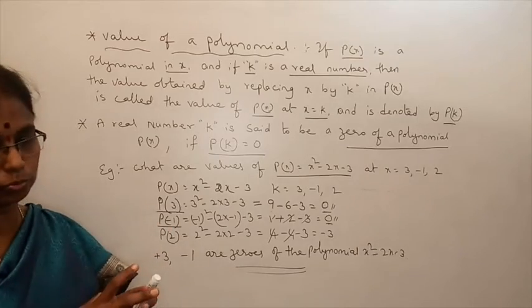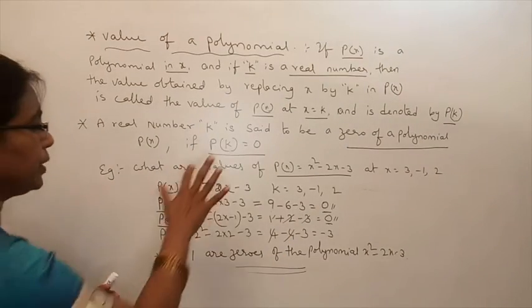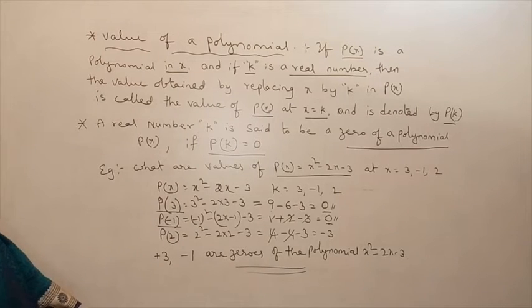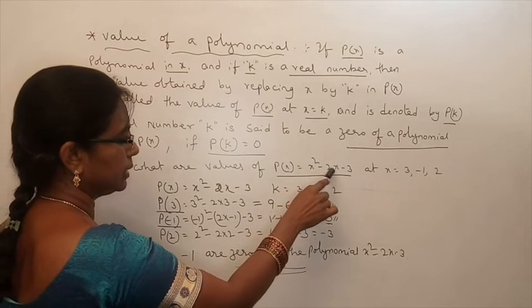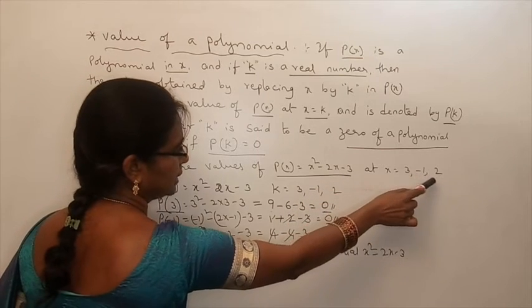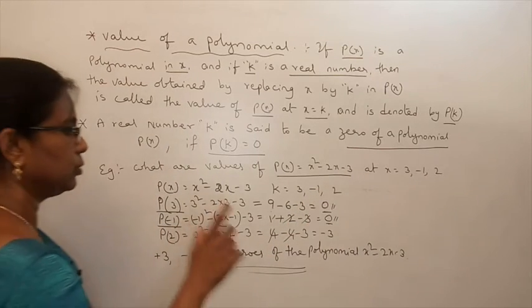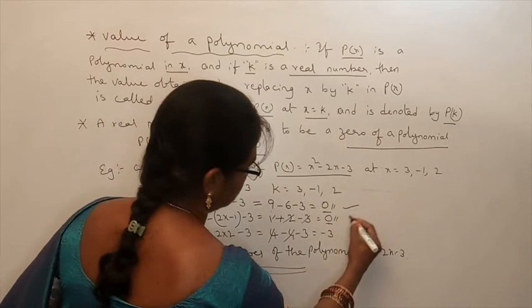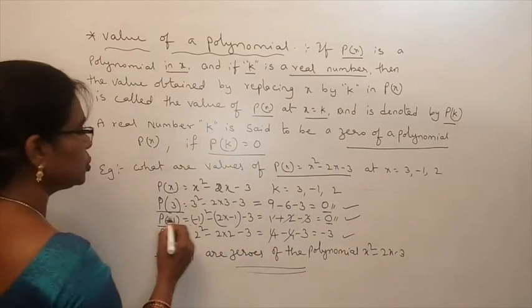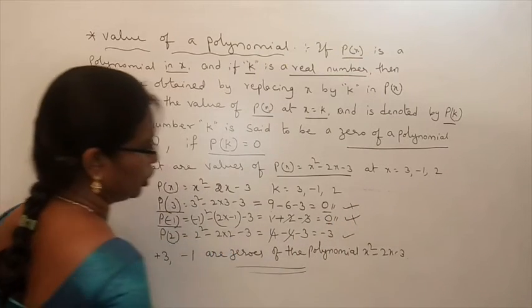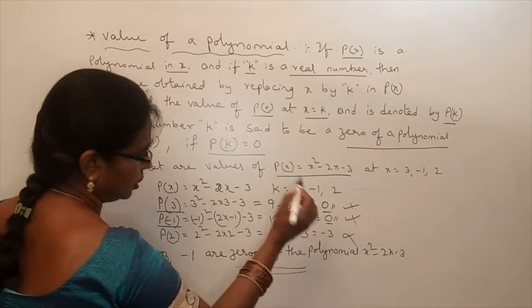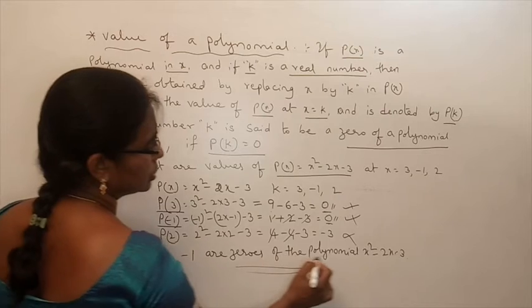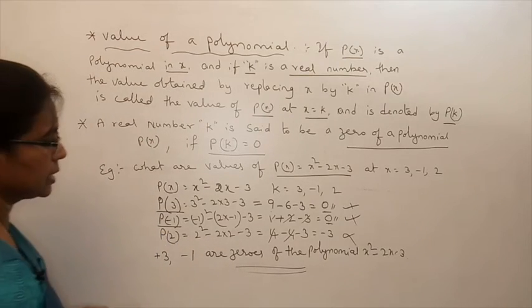Now, if the value you get is 0, that means p of k is equal to 0, and that k value becomes a 0 of that polynomial. Suppose here p of x is equal to x square minus 2x minus 3. At x is equal to 3, minus 1, 2, if you substitute, what values did you get? 0, 0, minus 3. Then these two are called 0s of the polynomial. The other is not a 0 of the polynomial because its value is not 0. So 3 and minus 1 are zeros of the polynomial x square minus 2x minus 3.